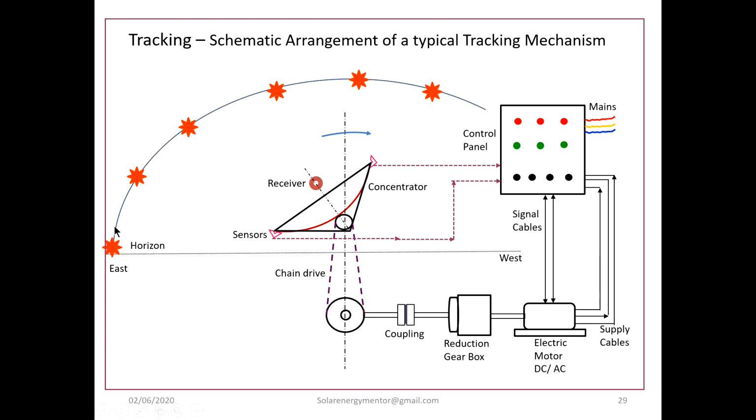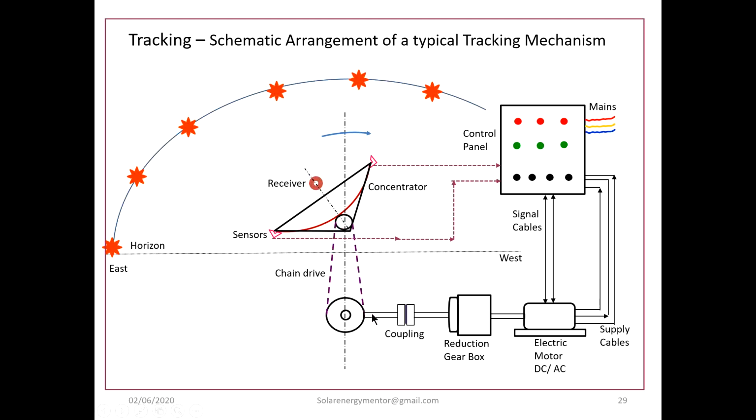So as the sun moves from east to west, the collector also follows the sun from east to west. This direction shows the movement of the collector. So this is a driving mechanism. This is a chain drive.